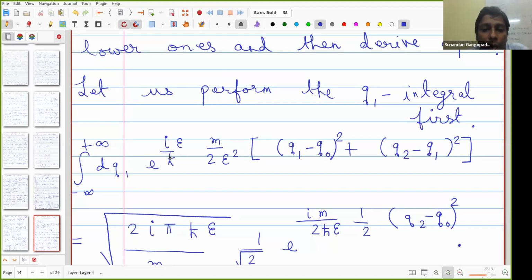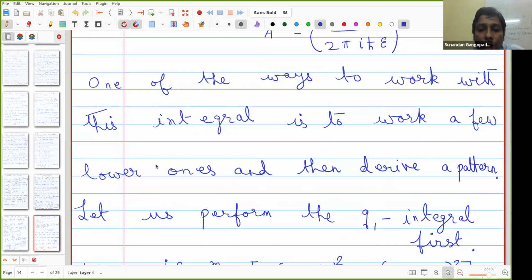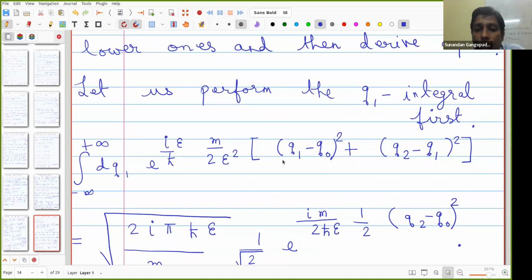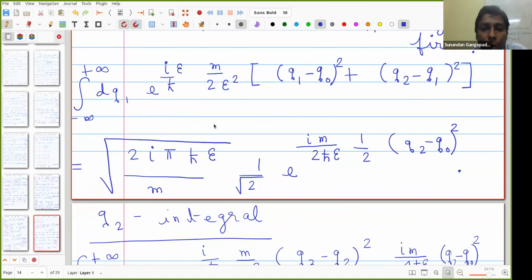So let us write it down. It will be e to the power of i by h bar epsilon m by 2 epsilon square, which comes from this factor. So i by h bar epsilon, and then you have m by 2 epsilon square. I've taken it out, and then you just write down the q1 part. The q1 part appears like this. It is q1 minus q0 whole square plus q2 minus q1 whole square. So this is the integral that we need to perform.